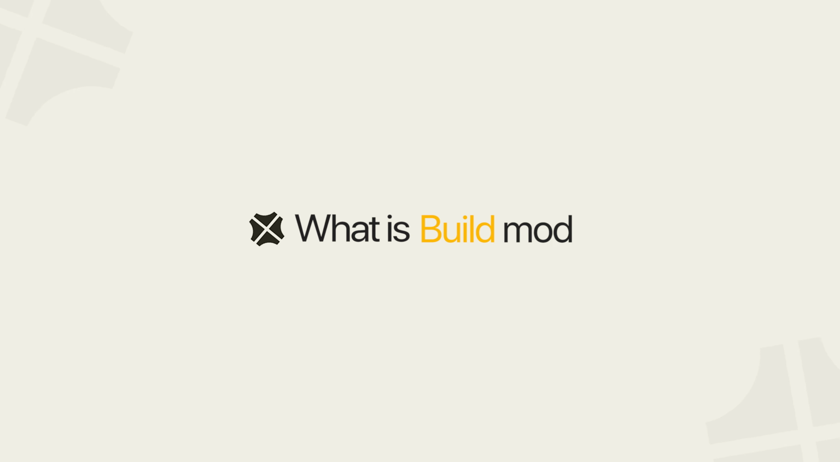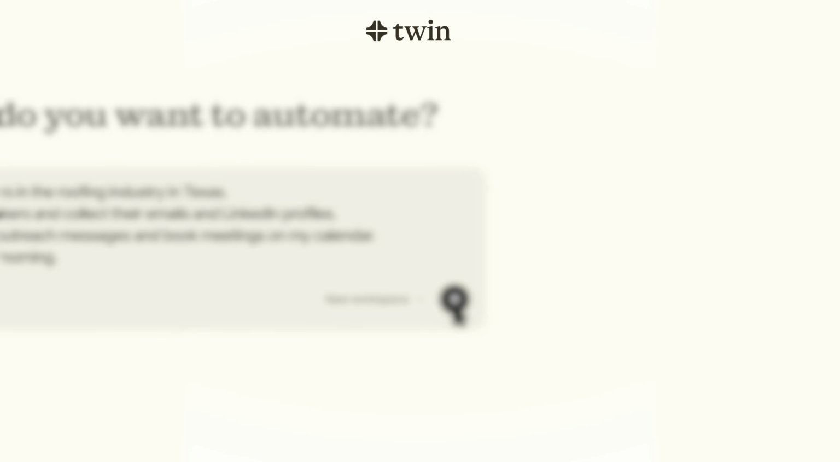So what is build mode and what is run mode? If you haven't already figured this out, I want to explain it in this video. So essentially, whenever you're building automations on Twin, there's two different modes. There's build mode and run mode.